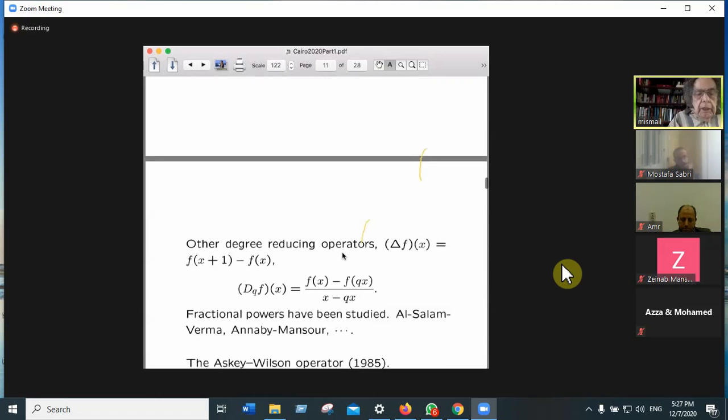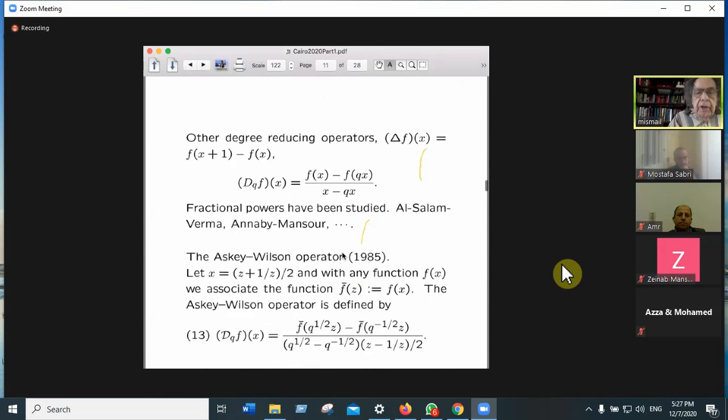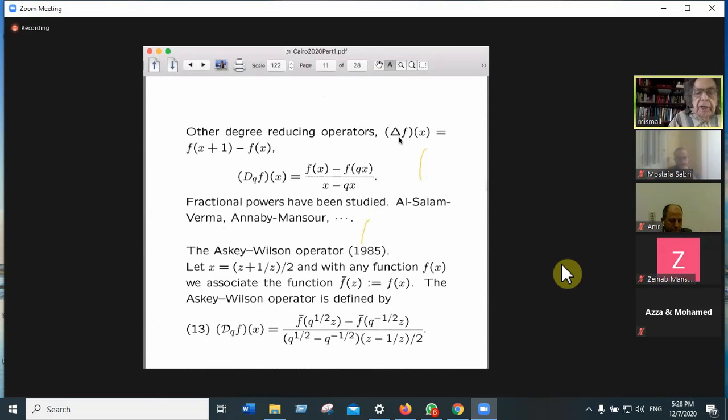Okay, now there are other operators other than derivatives. For example, the finite difference and the skew difference. And the fractional powers of these have been studied. There is this lecture note by Nabi and Mansour, which is, how old is it? It's like 5 years or maybe more. I don't remember when it appeared. It appeared recently anyway. 2012. 2012, okay, so 8 years.